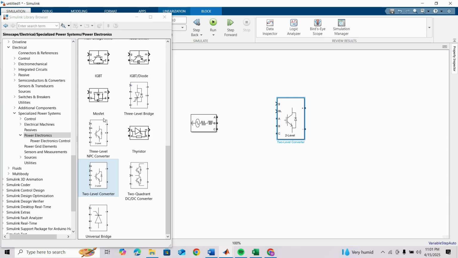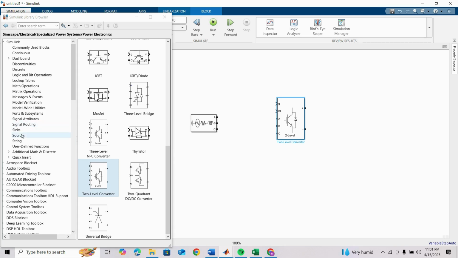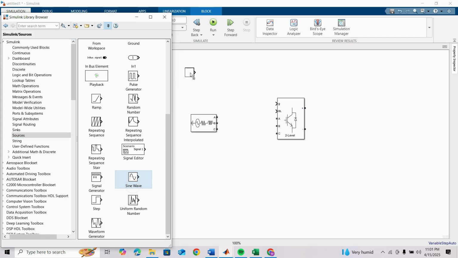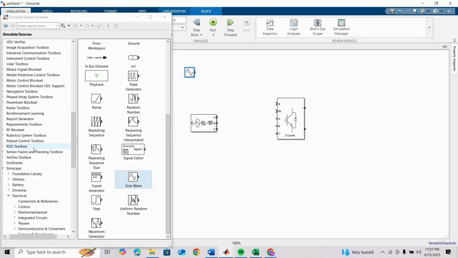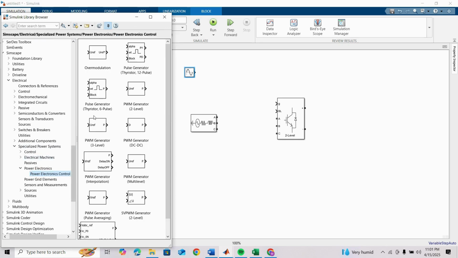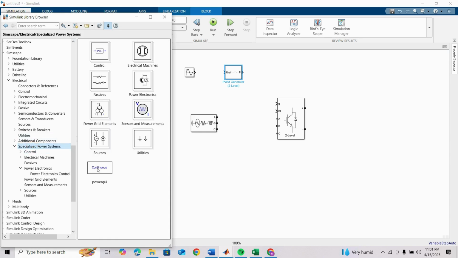For the gate pulse we need a sine wave, which is under Sources, and this is our sine wave. And we need a PWM generator block, which is present under Power Electronics Control, and you will find PWM Generator 2-level. And under Specialized Power System we need a Powergui block.